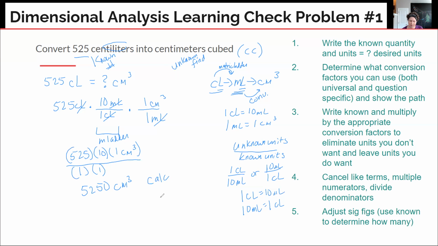What else do I have to remember? Sig Figs. For conversions, you just use the Sig Figs of the known. Only the Sig Figs of the known, not the conversions, because the conversions are considered exact. So we started with 3 Sig Figs, we have to end with 3 Sig Figs. Oh, and we did end with 3 Sig Figs because there's no decimal, so that 0 is not significant.